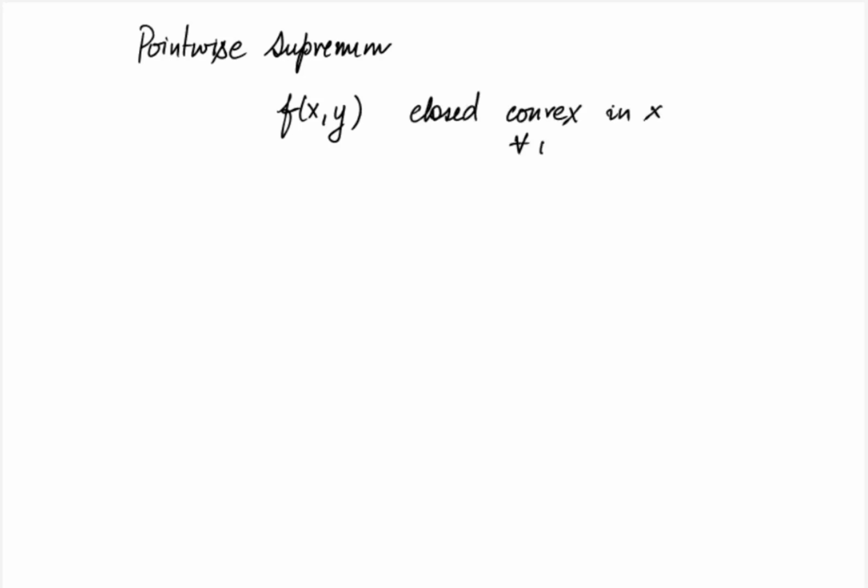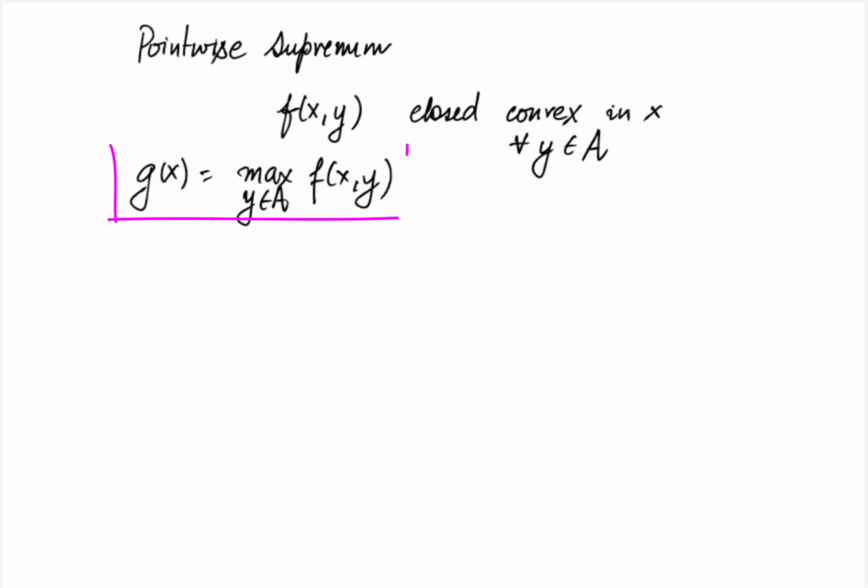Next, an important example is the pointwise supremum operation. Consider a function f of x, y, which is given to be closed and convex in x for each y belonging to some set A. So note that there are two variables. It is closed and convex with respect to x, and nothing is said about y, and y belongs to some set A. There is no condition on A. Then consider the function g of x equal to max over y in A of f of x, y. So the result is that g, which is the pointwise maximum of f over y, is convex in x.